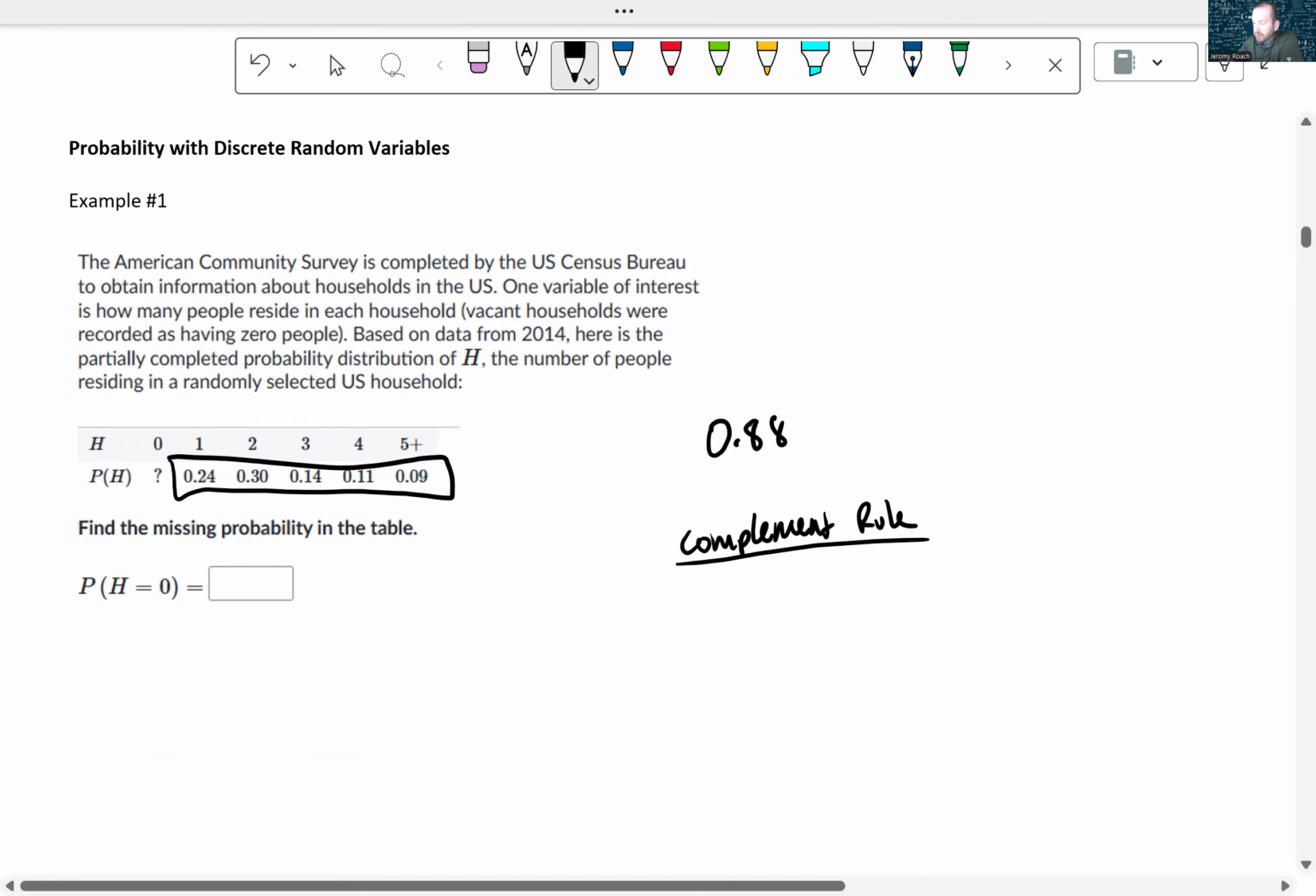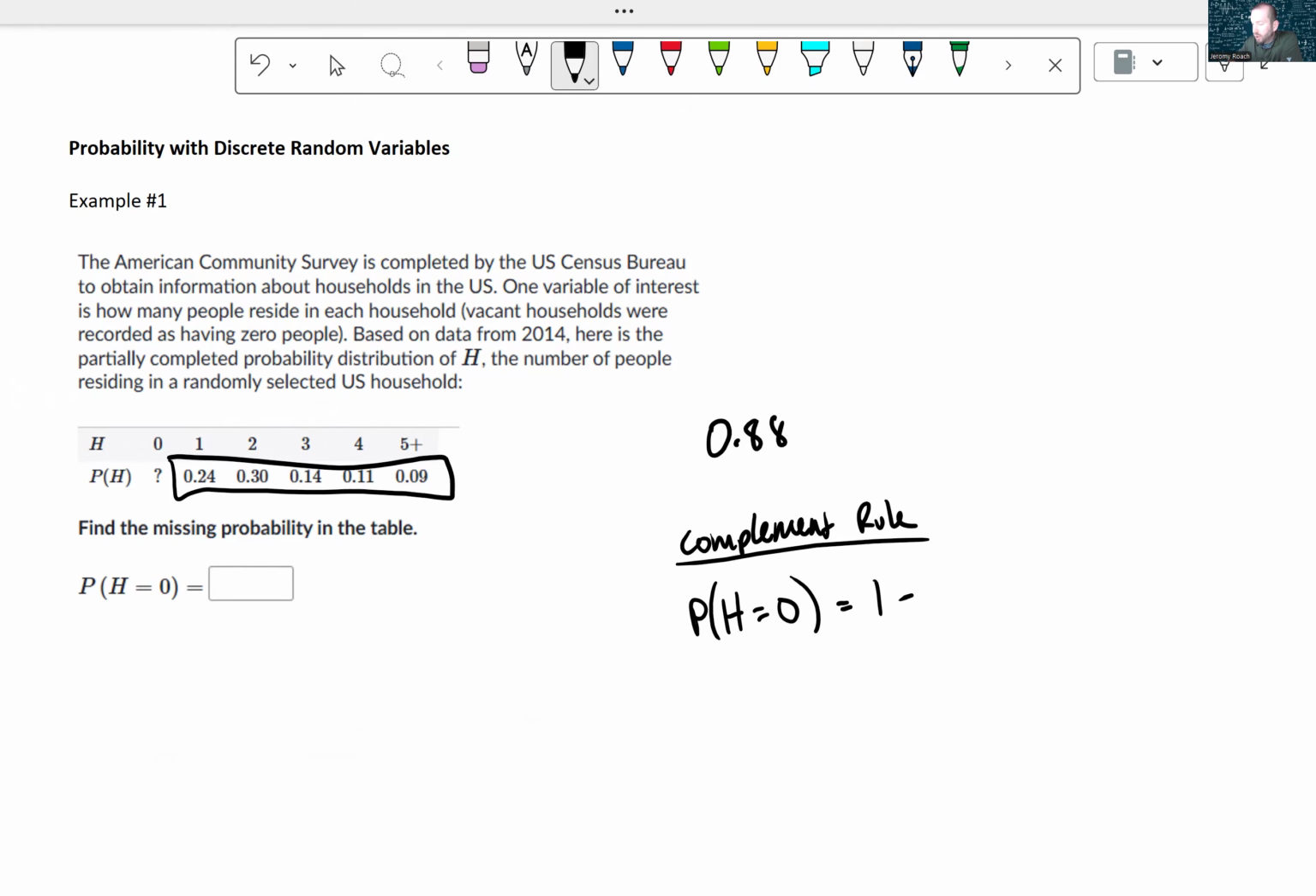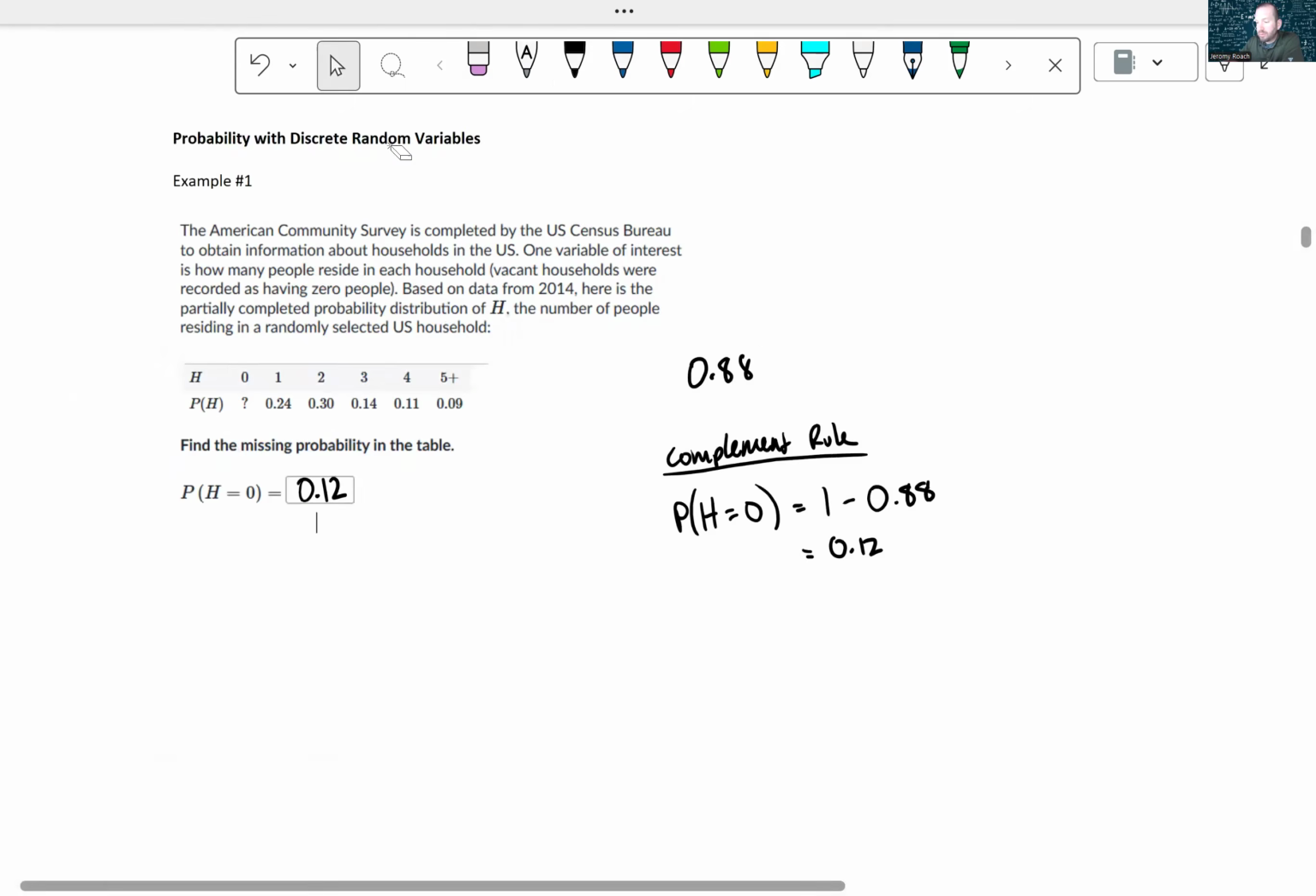So the probability that h is equal to 0 is 1 minus all of the data in the table that they gave us, which is 0.12. And that's all we have to do for finding the missing probability in the table. Same basic idea as the graph ones.